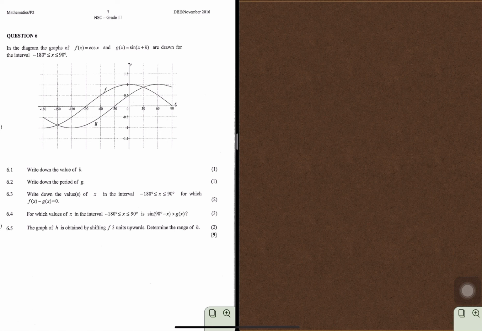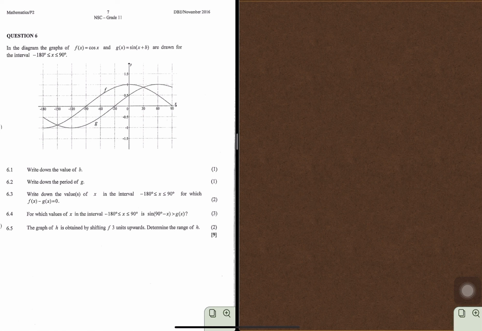They are saying in the diagram, the graphs of f and g are drawn for the interval from negative 180 to 90 degrees. Okay, so now let's analyze this graph of f and g. We are given f, which is equal to cos x. So basically, they are giving you the mother graph of the cosine graph.